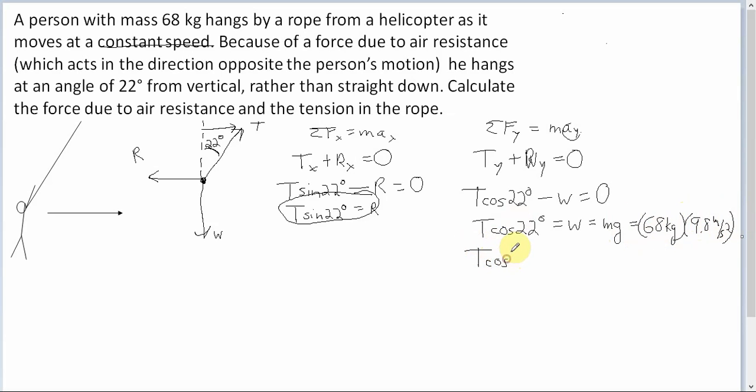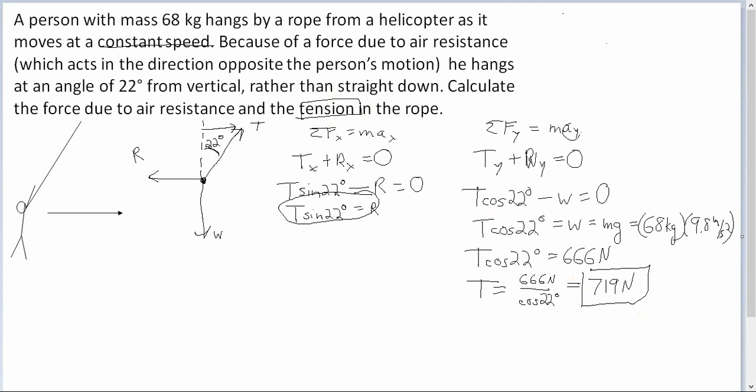So T cosine of 22 degrees is equal to 666 newtons. And that means that T is equal to 666 newtons divided by the cosine of 22 degrees, which works out to 719 newtons. Notice that's one of the things that we wanted to calculate here. So that's part of our answer.